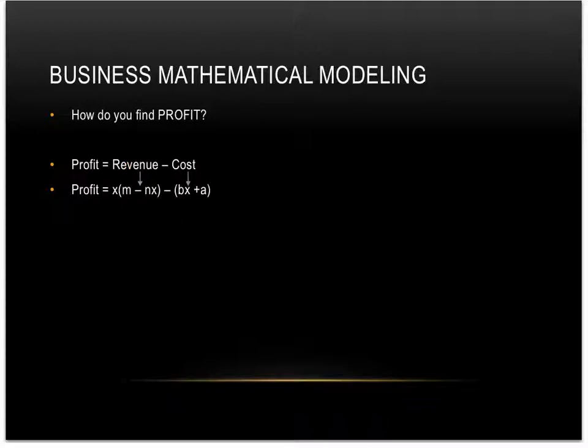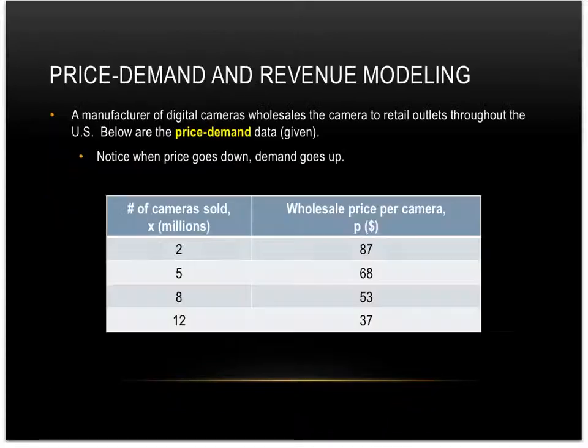These are some formulas that, being business majors, you hopefully already know about: revenue, profit, cost. But I would put them on my formula sheet. How do you find revenue? X times P, where X is the number of units and P is the price. A lot of times this cost function will be given to you. It could be written out in words in the problem so that you have to figure it out, but a lot of times it's given to you.